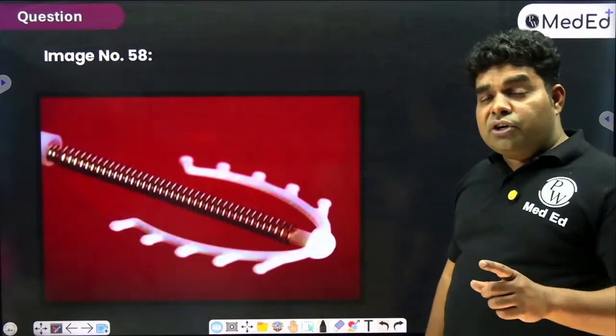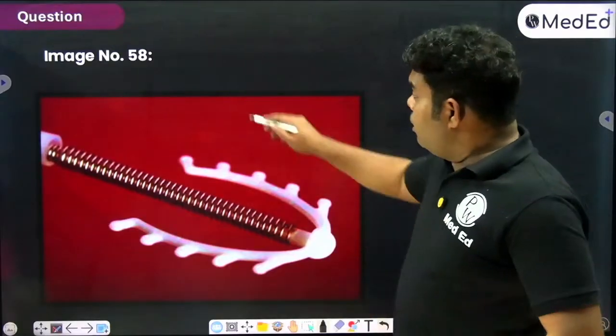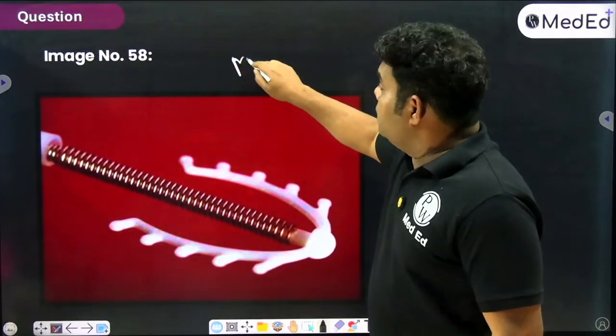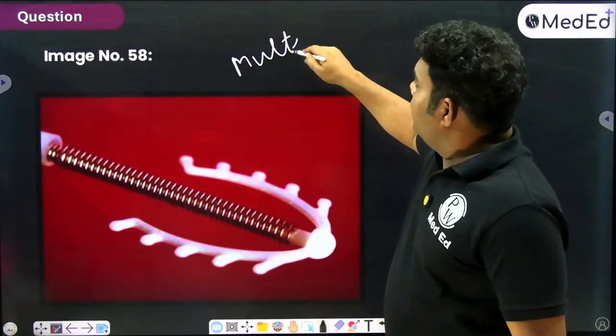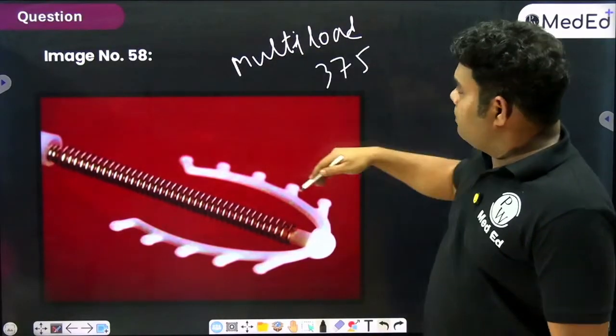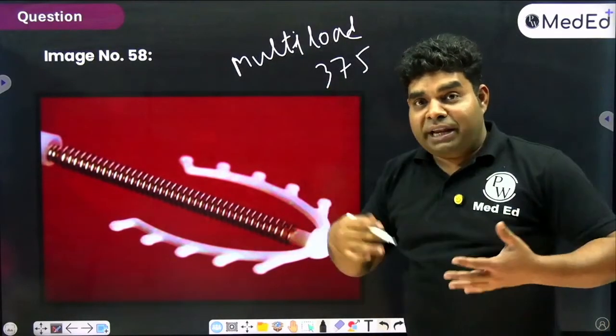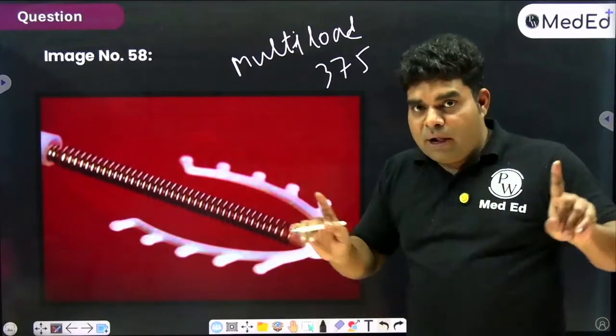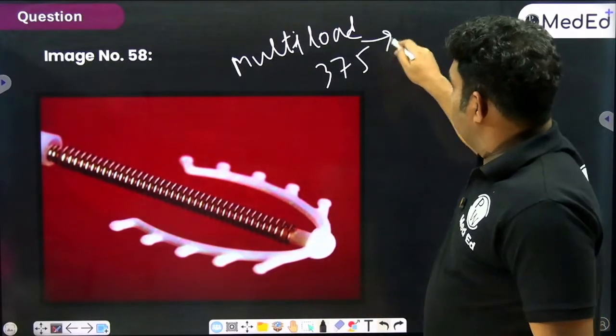This is second generation IUCD or third generation? The name of this IUCD is multi-load 375. And I was thinking early in MBBS that because it is multi-load, it has hormone loaded, so it is third. No, it is second generation IUCD.